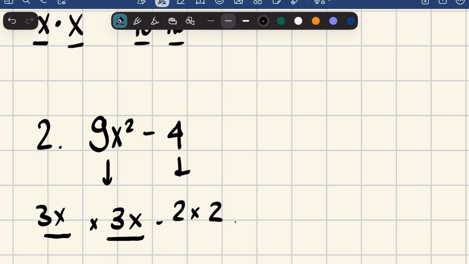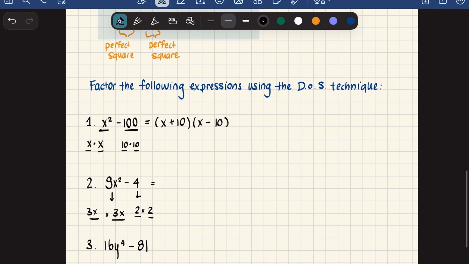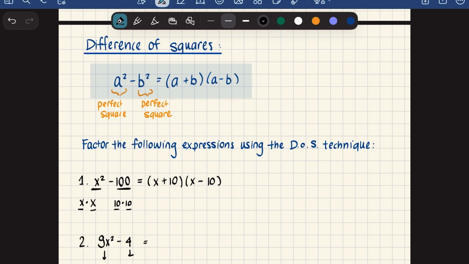Now, let's rewrite this. Recall that we have the formula a plus b times a minus b, where a is the square root of the first term and b is the square root of the second term. So we get 3x plus b, which is 2, times 3x minus b, which is 2.